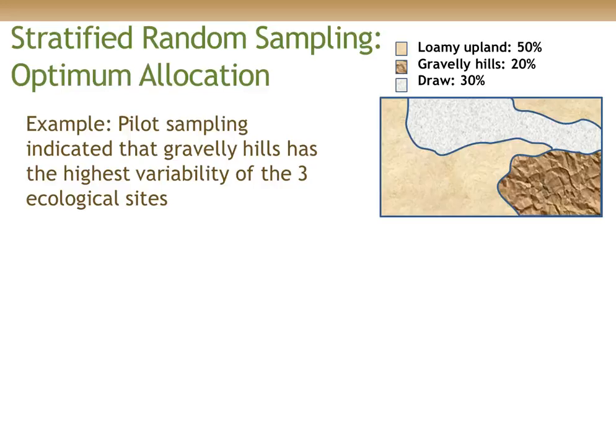And we're going to assume that we did some pilot sampling which indicated that the Gravelly Hills ecological site had the highest amount of variability of the 3 ecological sites. And remember that the Gravelly Hills has the lowest proportional area, but it has the highest variability. So with proportional allocation, this is the distribution of sampling units that we would have allocated.